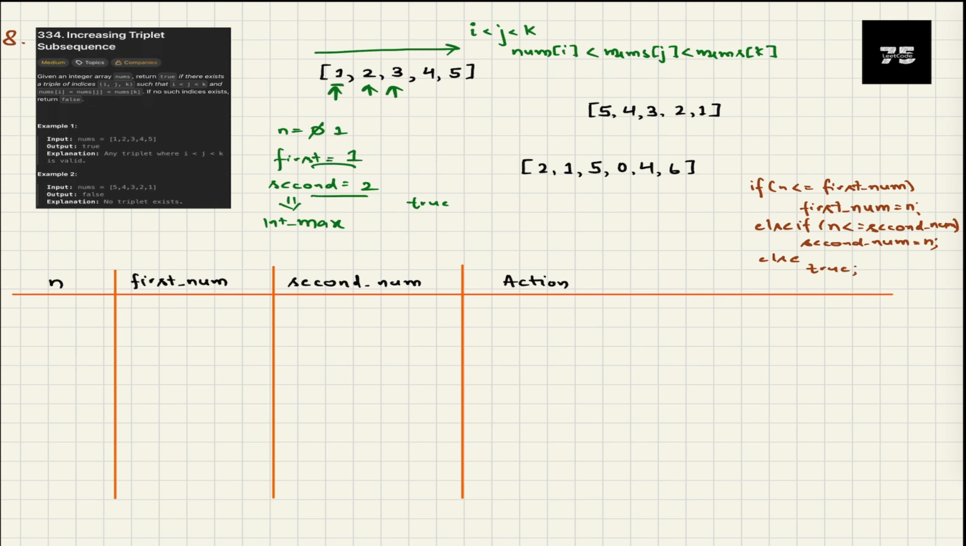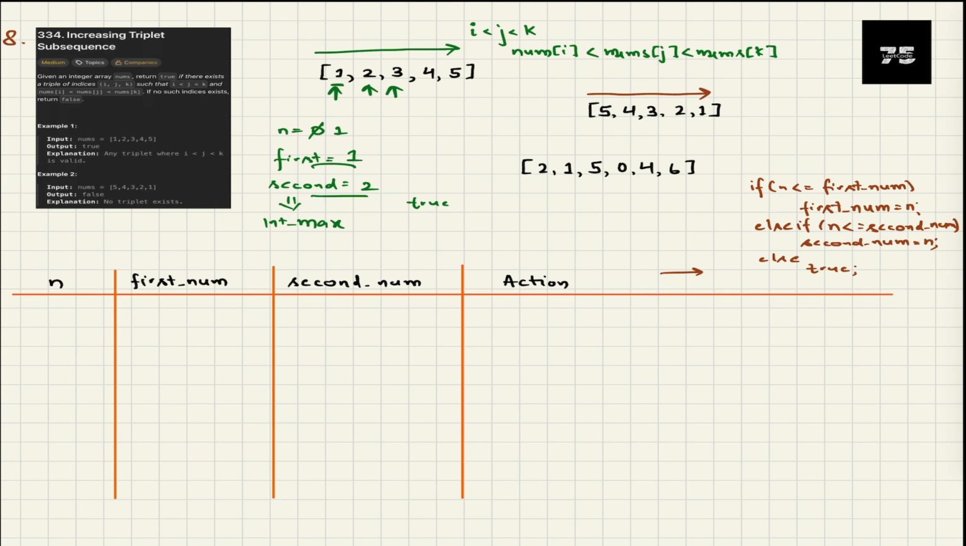Return true. Okay, so first and second will always be in increasing order, and if we are able to find another number which is not smaller than both of them, then obviously we can return true. That means we have found an increasing subsequence. Okay, so now let's try it for this and then we can do the dry run for the last one.